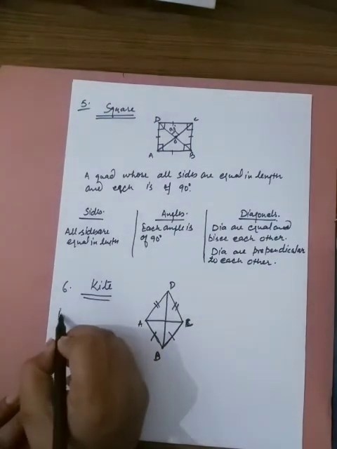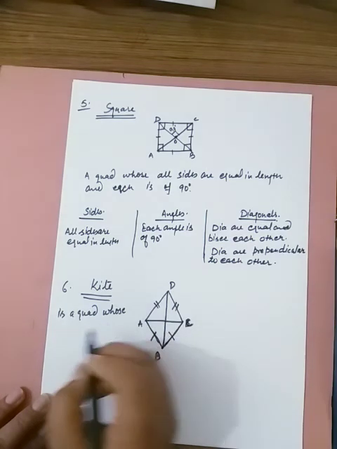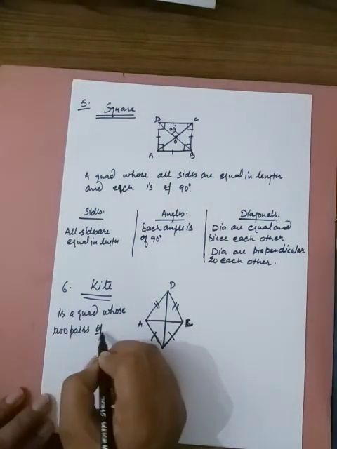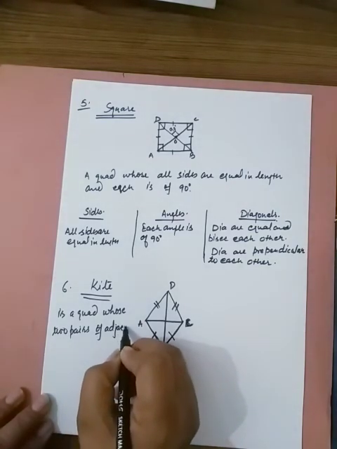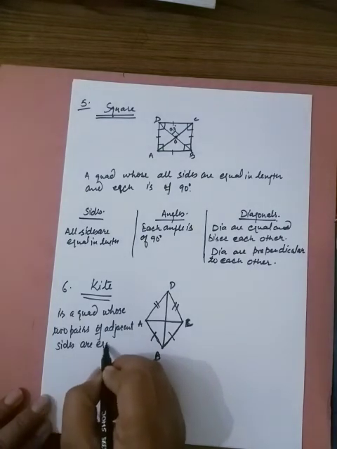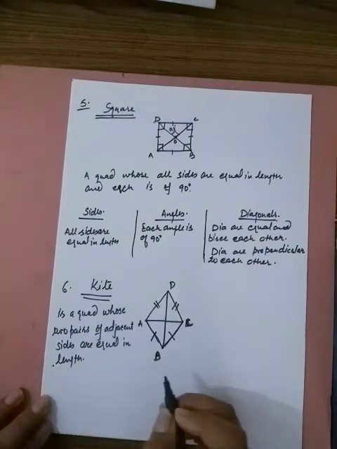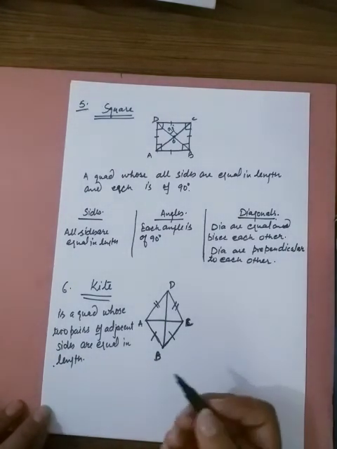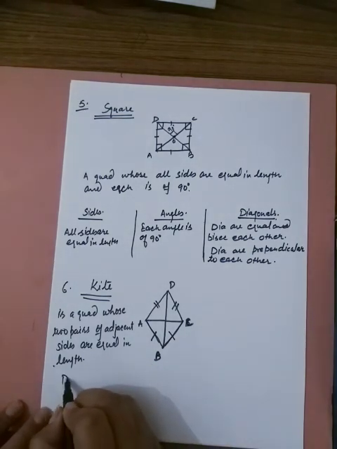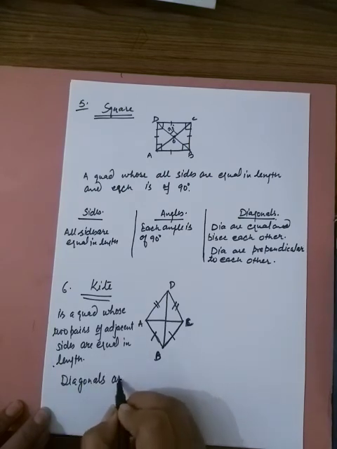A kite is a quadrilateral whose two pairs of adjacent sides are equal in length and angles, opposite angles are not equal. Its diagonals are perpendicular to each other.